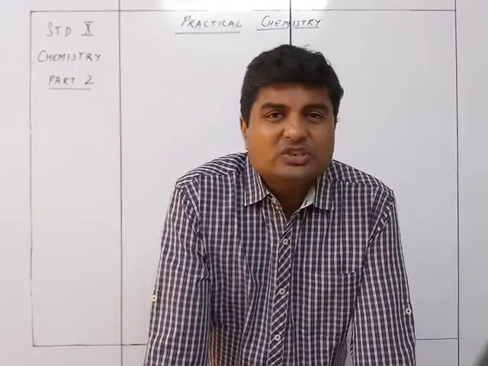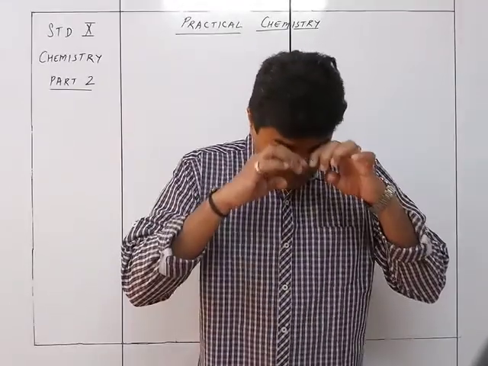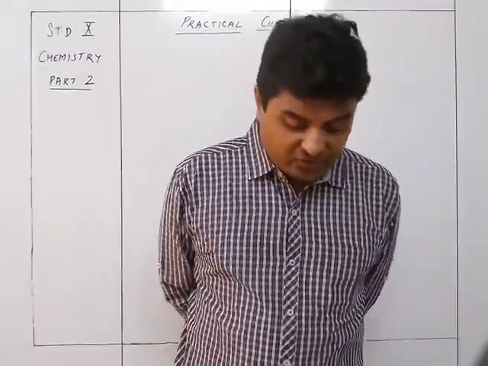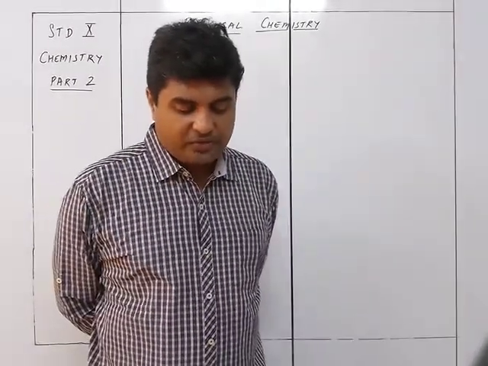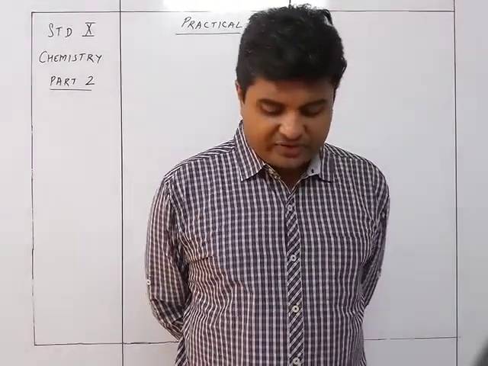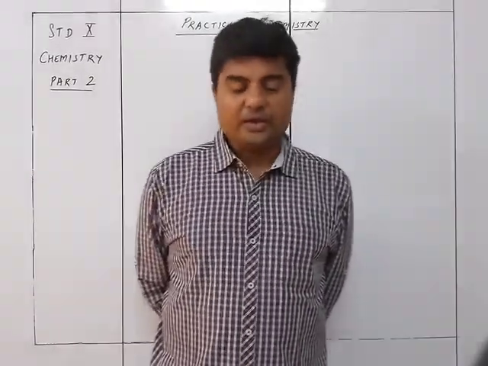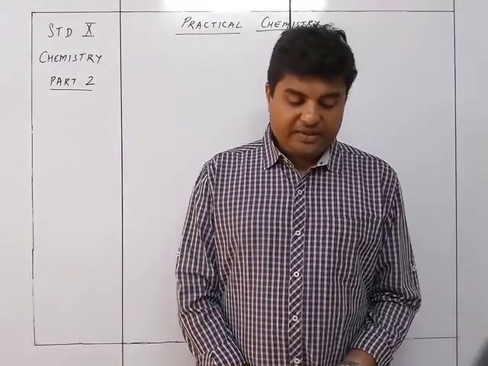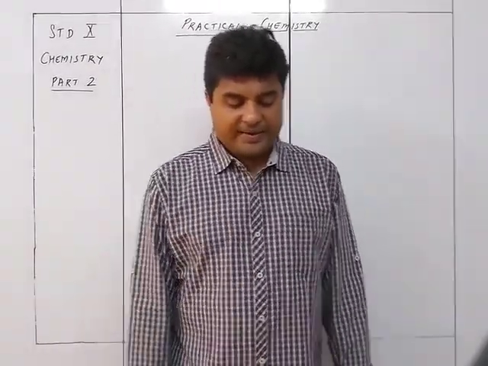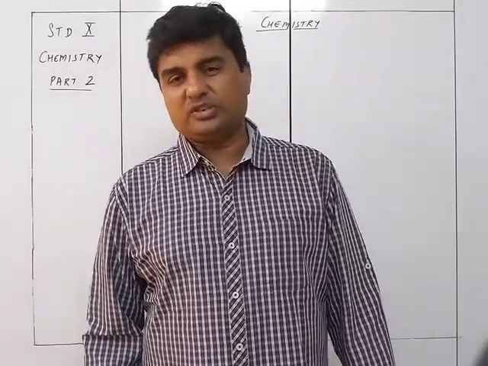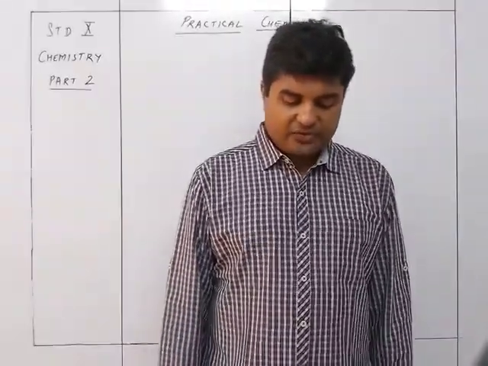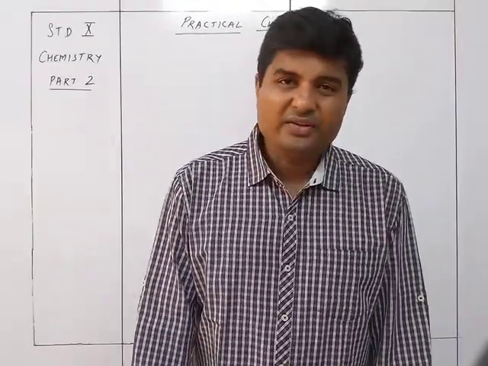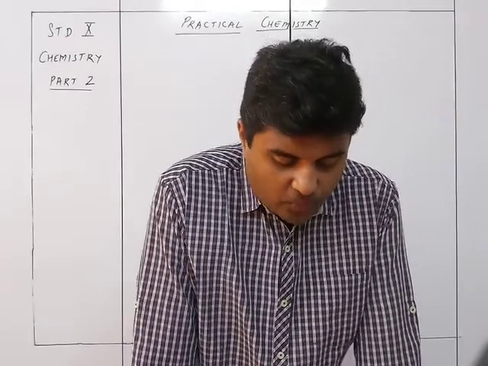The next we see is copper. The reactions I will also read out. For ferrous: FeSO4 plus 2NaOH gives you Na2SO4 plus Fe(OH)2, or FeSO4 plus 2NH4OH gives you (NH4)2SO4 plus Fe(OH)2. For Fe3+: FeCl3 plus 3NaOH will give you 3NaCl plus Fe(OH)3, and FeCl3 plus 3NH4OH will give you 3NH4Cl plus Fe(OH)3. We now move to copper.